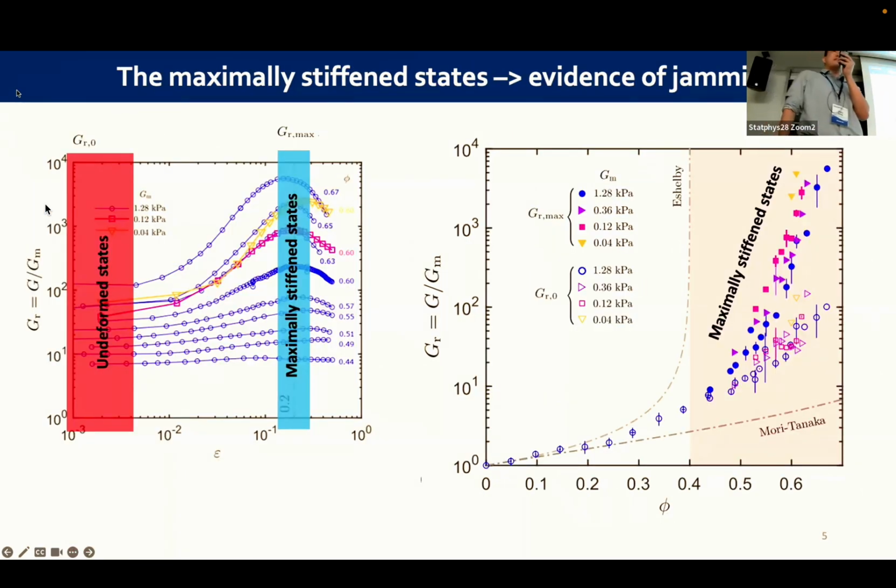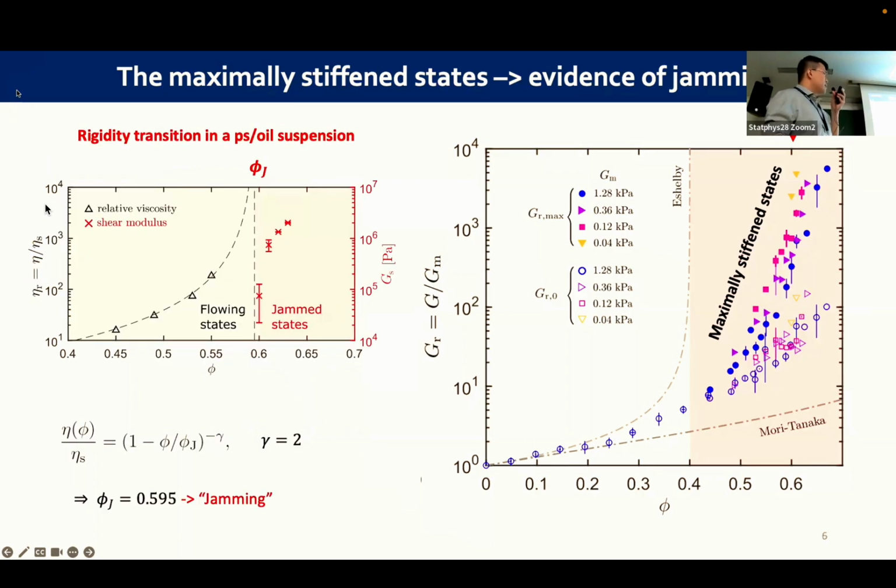To get some quantitative insights, we look at the two limits of the stiffening regime. We plot the maximum stiffened states and the undeformed states and show their relative modulus as a function of volume fraction. In both cases, the results deviate significantly from the classical series that ignores interactions among the inclusions. In particular, the maximally stiffened states show strong evidence of a divergent trend near a particular volume fraction of about 0.6, which is usually what is observed for spherical particles. So we speculate that there is some relation to granular jamming here.